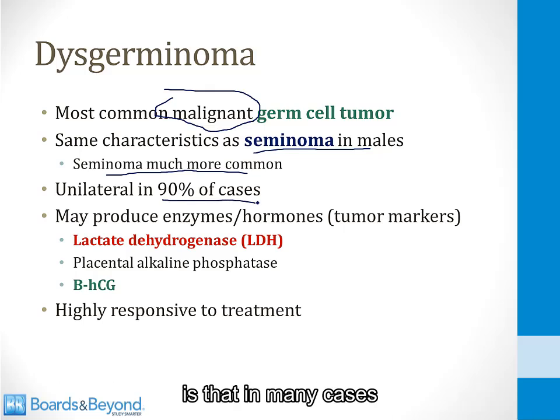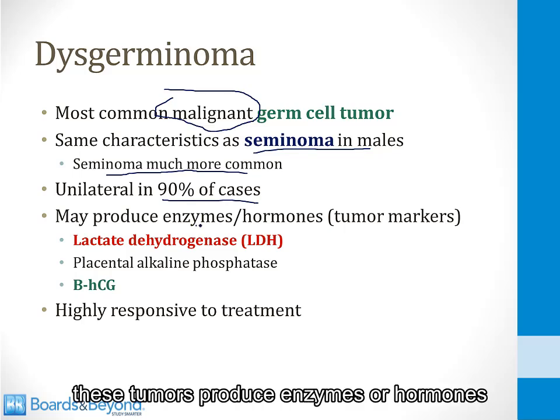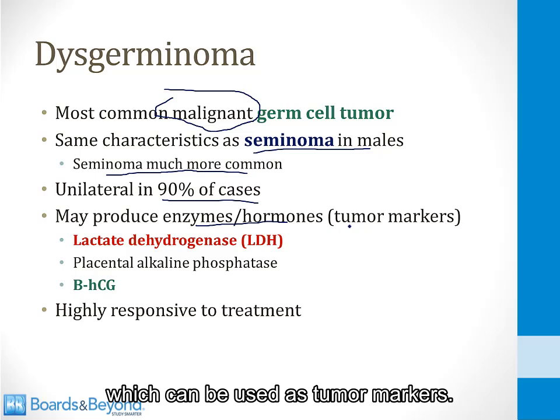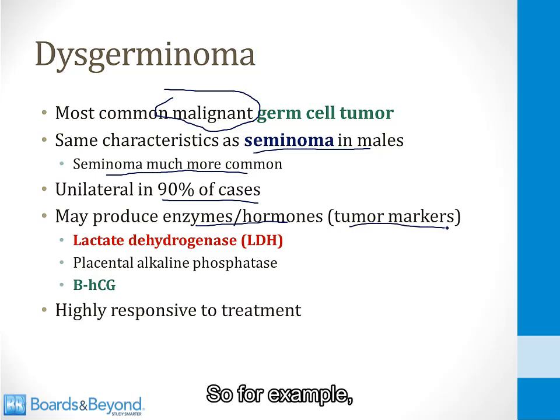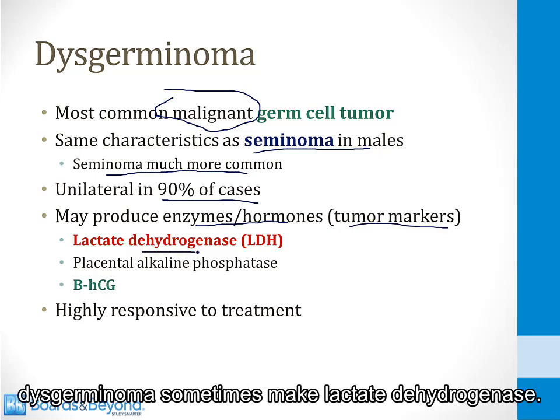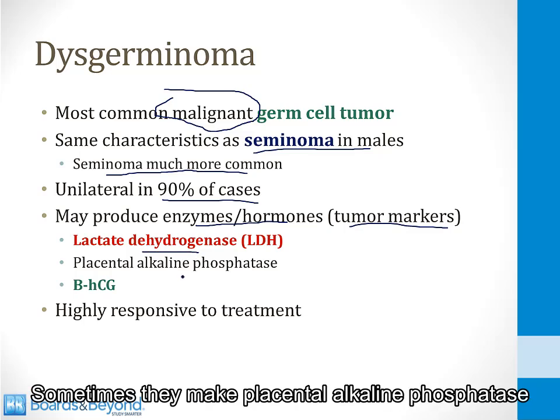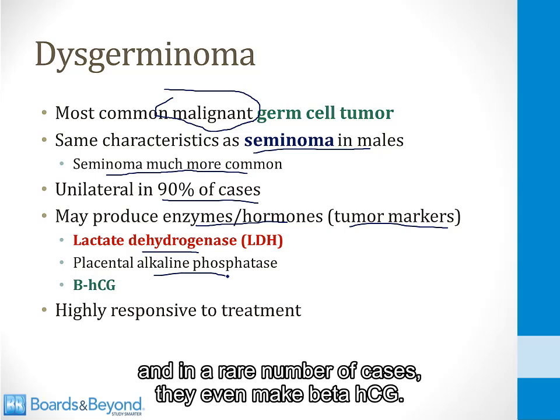and what you should know about dysgerminoma of the ovaries is that in many cases these tumors produce enzymes or hormones which can be used as tumor markers. So for example, dysgerminomas sometimes make lactate dehydrogenase, sometimes they make placental alkaline phosphatase, and in a rare number of cases they even make beta-HCG.